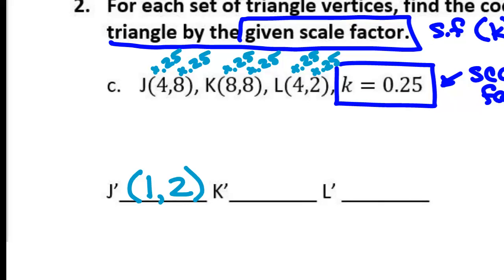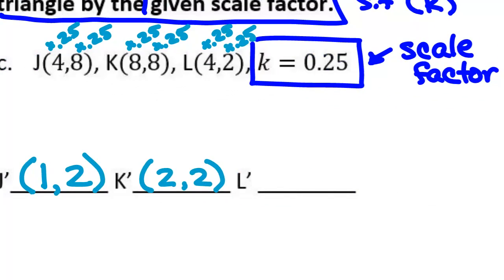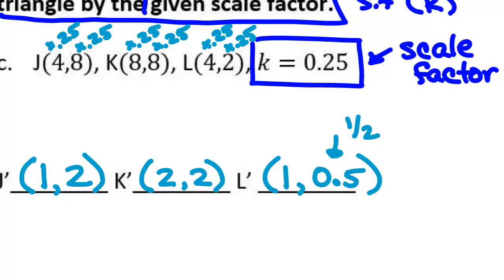Because I already know that 8 times 0.25 is 2, that means the second ordered pair would have to be what? 2, 2. Third ordered pair, we do 4 times 0.25, which we've already done. What is 4 times 0.25? 1. And then 2 times 0.25? 0.5. You could write that as the fraction 1/2 if you wanted to, but you can also write it in its decimal form. Either one of those is fine.